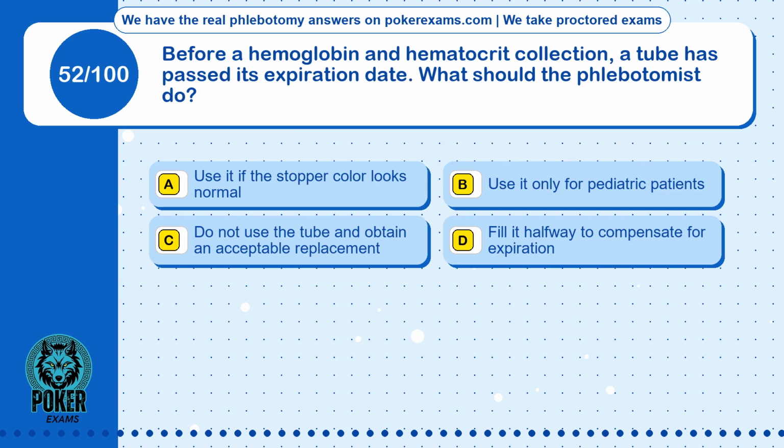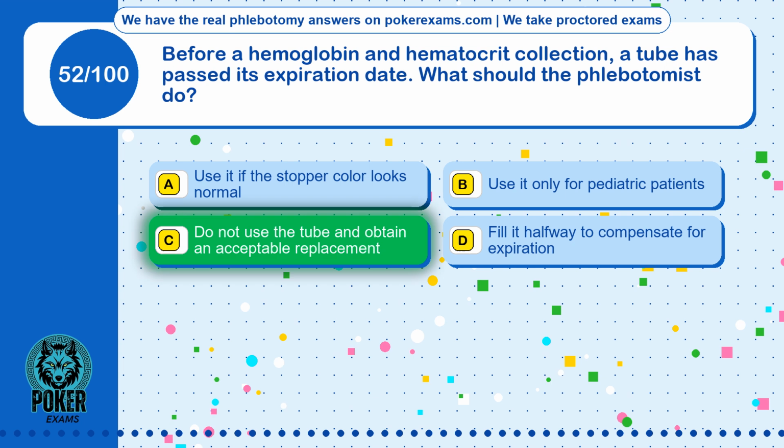Question 52. Before a hemoglobin and hematocrit collection, a tube has passed its expiration date. What should the phlebotomist do? Option A. Use it if the stopper color looks normal. Option B. Use it only for pediatric patients. Option C. Do not use the tube and obtain an acceptable replacement. Option D. Fill it halfway to compensate for expiration.